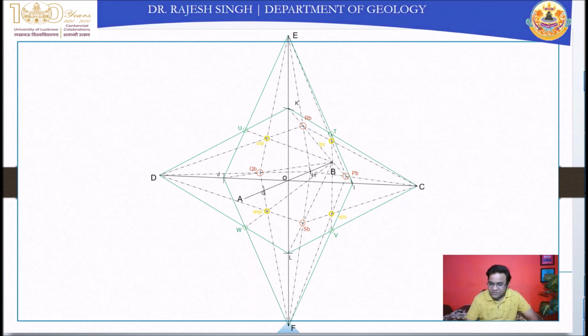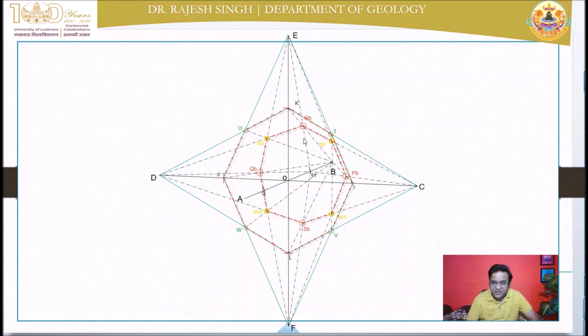Now start joining. This is the outermost, then innermost. You will get the innermost. Now join these points. Which ones? RB, QB, PB and SB with the midpoint of the negative A1 axis, that is H. So join it first from H and now the outer. So this is the back face of the trapezohedron.